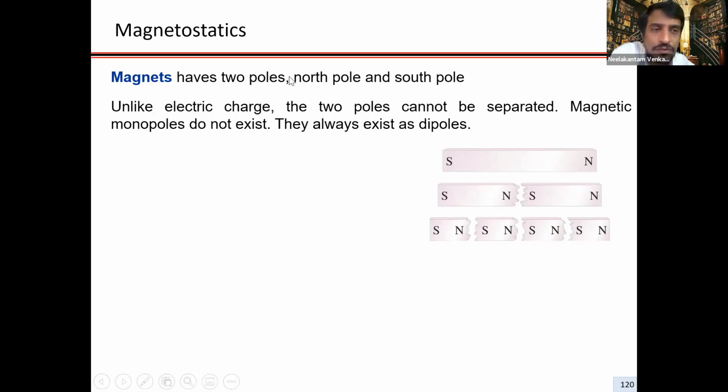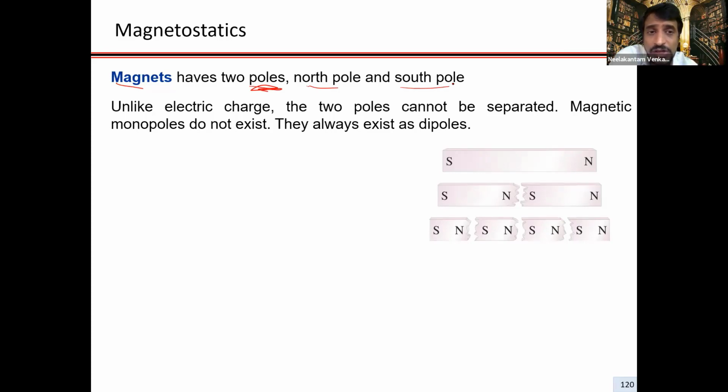So just like how we had charges which are plus and minus, in terms of magnets, you have poles. Similar to how you had positive charge and negative charge, here you have so-called North Pole and South Pole. What do we mean by that? We will see that in a moment.